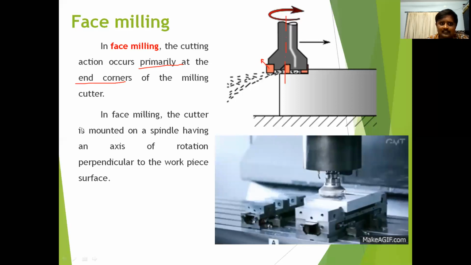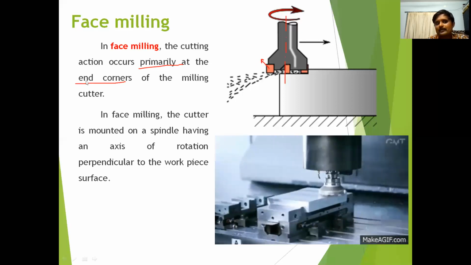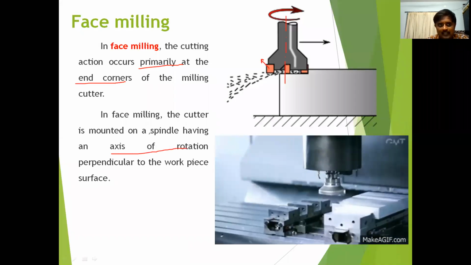In face milling, the cutter is mounted on a spindle having an axis of rotation perpendicular to the work surface. Here, the axis of rotation of the cutting tool is perpendicular to the work surface. But in the previous case, slab milling, the axis of rotation of the cutting tool is parallel to the work surface. Here, the axis of rotation of the cutting tool is perpendicular to the work surface.